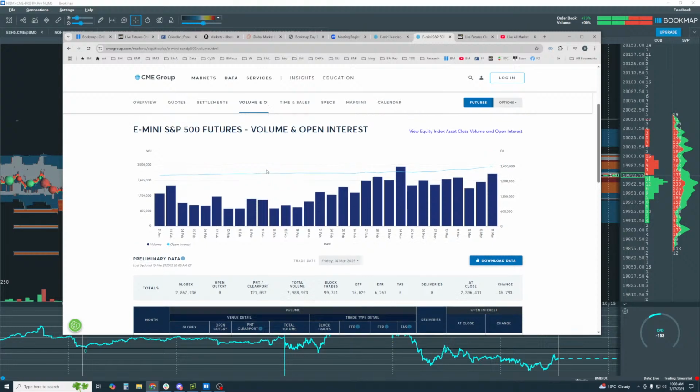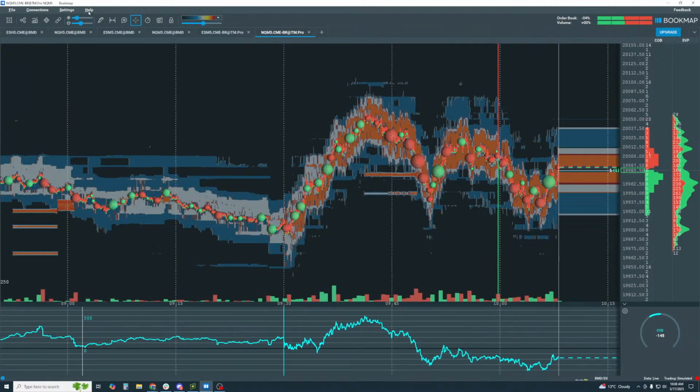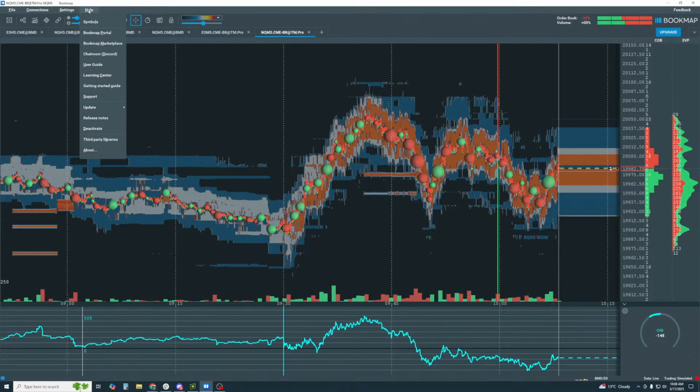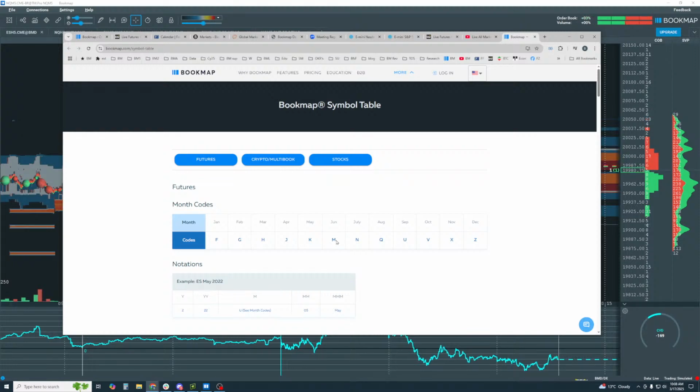If you need the guide on the symbols and what they mean, you can go to bookmap.com, or in the app you can go to bookmap.com as well, and just click on symbols, and that'll bring up the symbols guide, and you see the month codes. So June is M. For all the stock indexes, you will need to roll to the M contract. That's for the Russell, the YM or mini Dow, the mini Russell, also the micro, and the ES and the NQ.